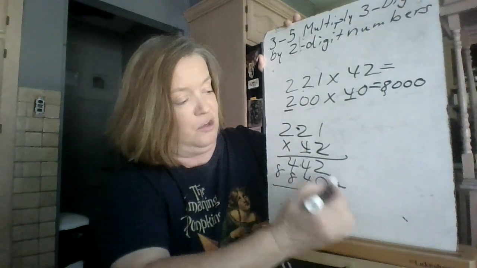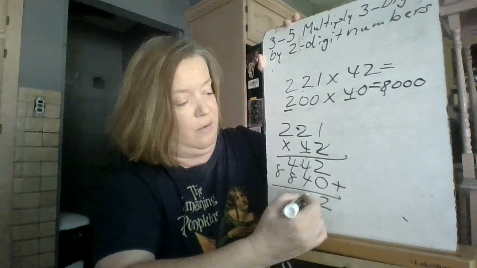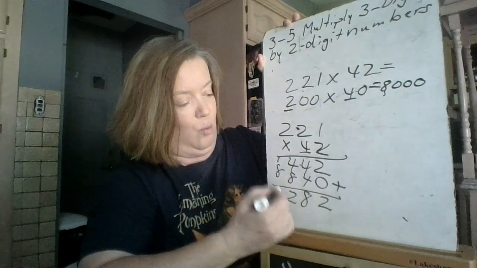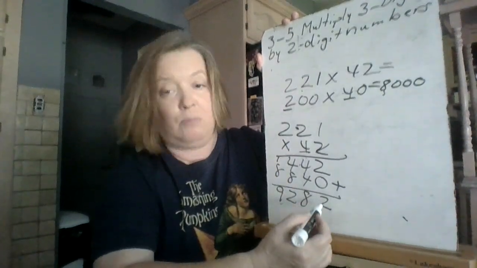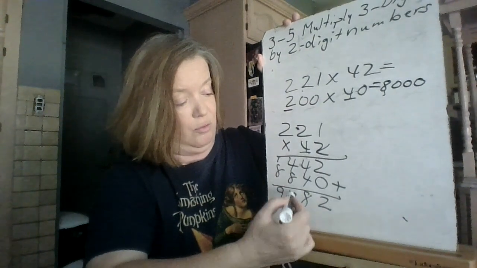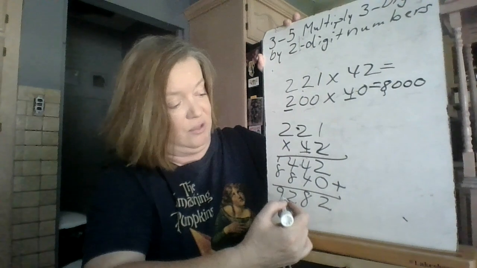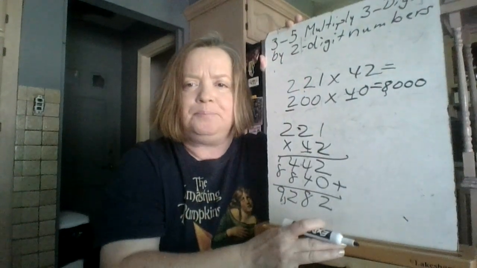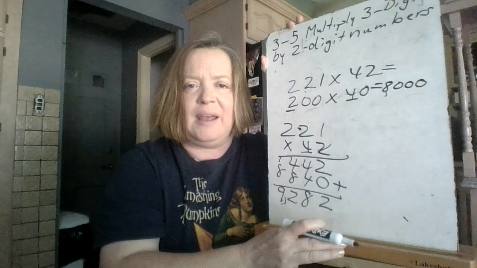Now I'm going to add up these two partial products. 2 and 0 is 2. 4 and 4 is 8. 8 and 4 is 12. 8 and 1 is 9. Go back to my product. Go to the back of it. Start counting. 1, 2, 3, comma before me. So my answer is 9,282. Pretty close to my estimate.